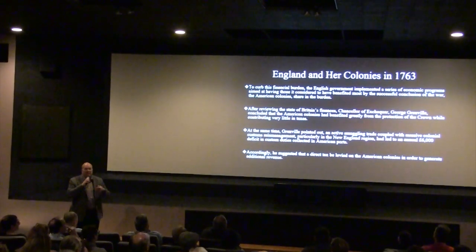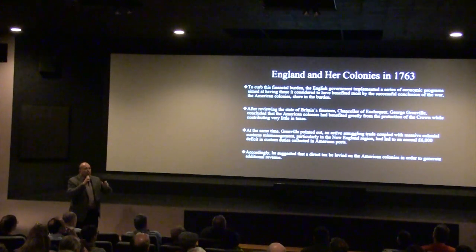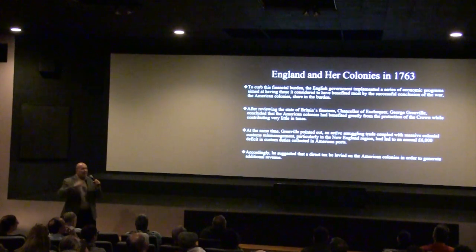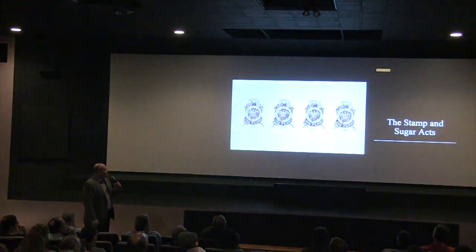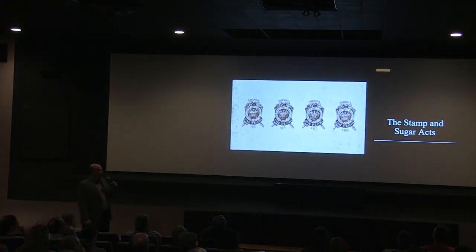So as a result, he began to make suggestions that, hey, we should do a direct tax on the American colonies to generate additional revenue and cut down this debt. So we'll start off with the Stamp and Sugar Acts.